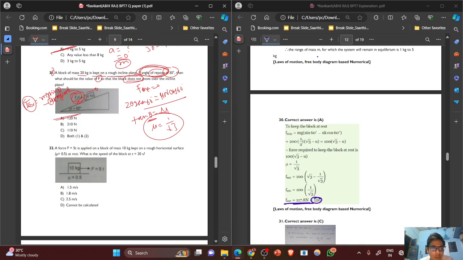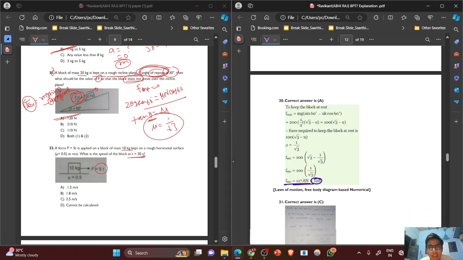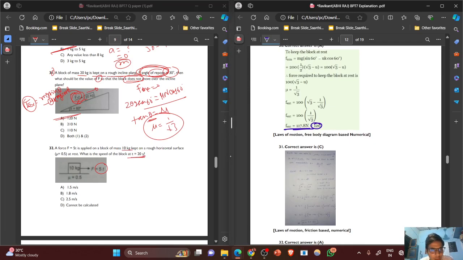Moving ahead, a force 5t acting on a 10 kg mass on a horizontal surface. What is the speed at t equals 20 seconds? It is asking about the speed at t equals 20 seconds. How can we calculate the speed? We know force is variable. Force is equal to mass into acceleration. Force is your 5t, mass is your 10, acceleration you can write as dv by dt.